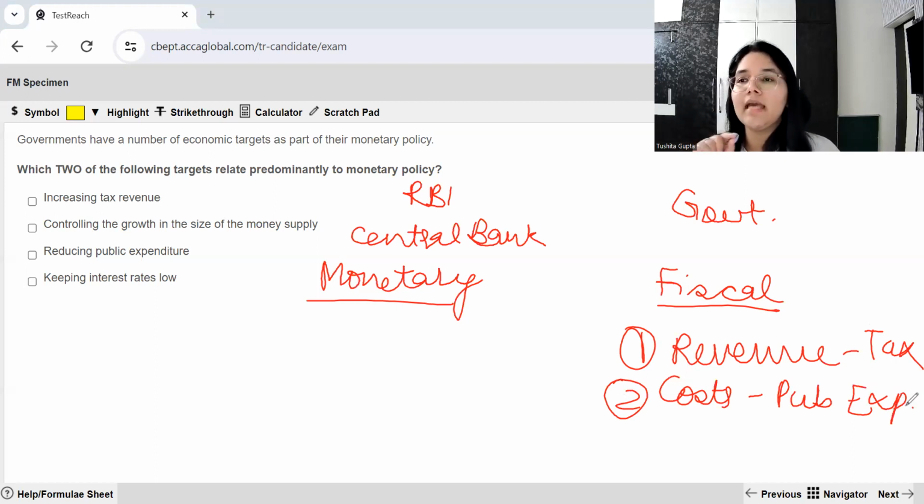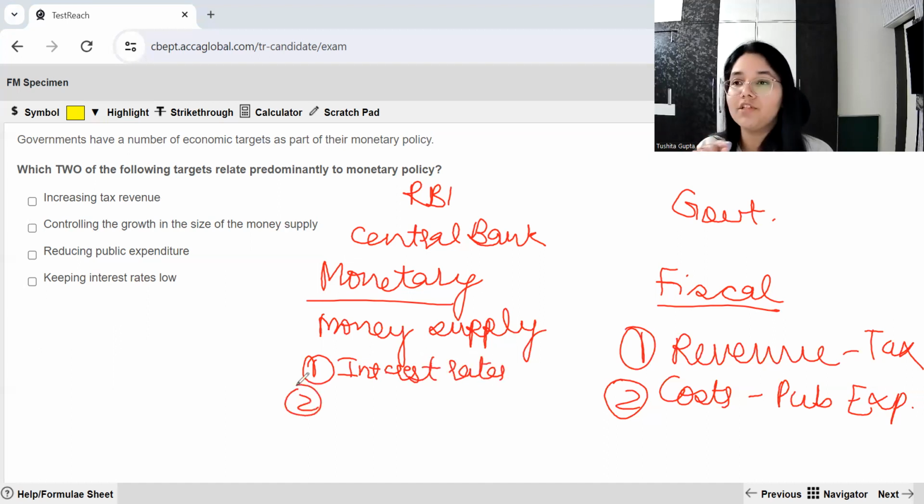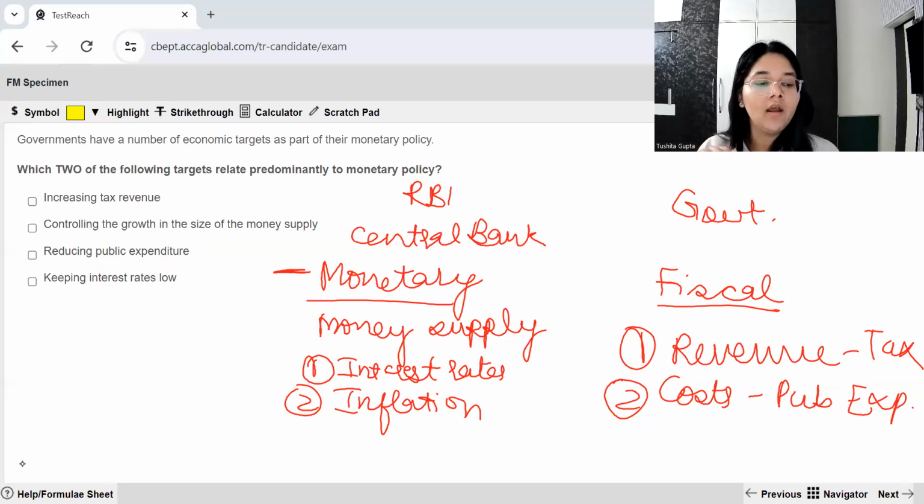And then the monetary policy has everything to do with the money supply. There are a lot of ways they control the money supply. They control interest rates, they try to control inflation. There are multiple ways through which the central bank controls the money supply. So always remember that when it comes to the monetary policy, it will always be about the money supply, and when it comes to the fiscal policy, it will always be about government taxation as well as government expenditure. So basically, which two of the following targets relate predominantly to the monetary policy?